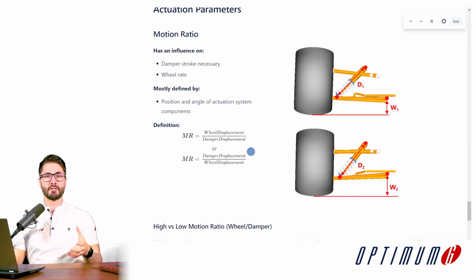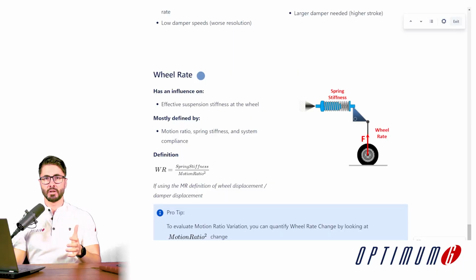Besides that, it will influence the effective stiffness of the car, of the suspension, called wheel rate. Next, when we define our motion ratio, it will be a main parameter defining also the wheel rate. As you probably know, the wheel rate is basically the measurement of the stiffness of the suspension as seen on the tire or on the wheel.